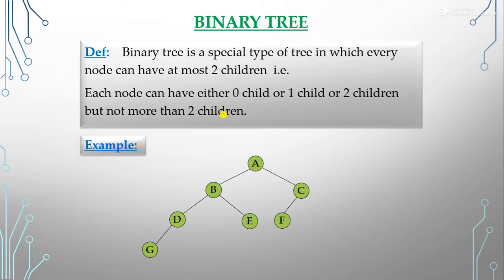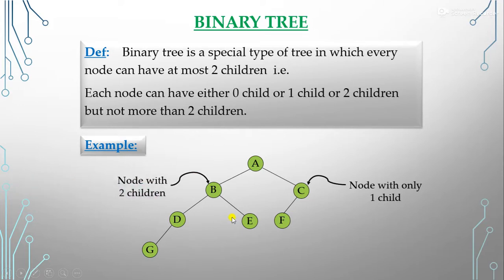Let's take an example. If we talk about node C, how many children does it have? It has one child. Node B has two children, D and E, and node G has zero children. So this type of tree is called a binary tree. Here you can see that no node has more than two children. A node will have 0, 1, or 2 children. So this is a binary tree.